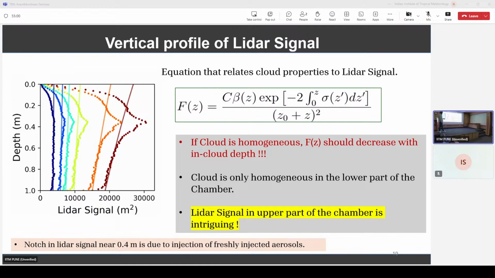So the first analysis: if the cloud is homogeneous, what should we expect in the FZ profile? If the cloud is homogeneous, we should expect that the FZ, or the LIDAR signal, should decrease within that cloud. But this is not the case. That is only true in the bottom portion of the chamber. It is not true in the upper portion. Again, I will just point out that at this particular level, we get a notch, and this is because of the injection of the freshly injected aerosols. So we get that the cloud is homogeneous in the bottom portion, but what happens to the upper portion, we will see.